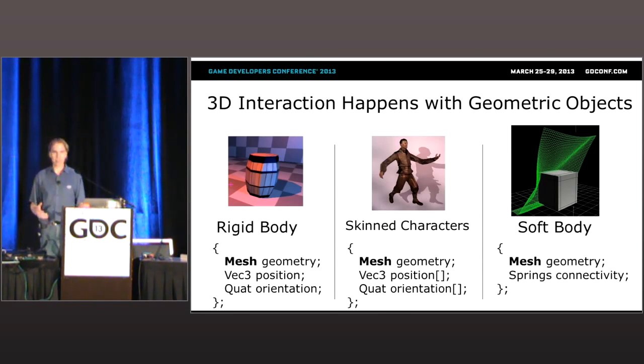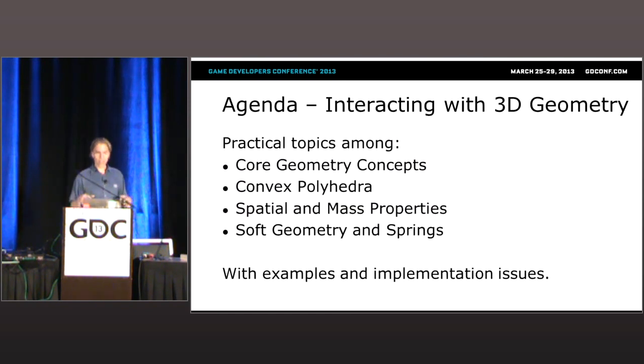You've got particle systems, lens flares, cameras, lights. But any sort of meaningful interaction between the player and his environment happens with those geometric objects, whether it's rigid bodies, skinned characters, or some of those soft body things that are becoming more and more important. And these all have meshes. Okay, so we're going to cover a wide variety of things today.